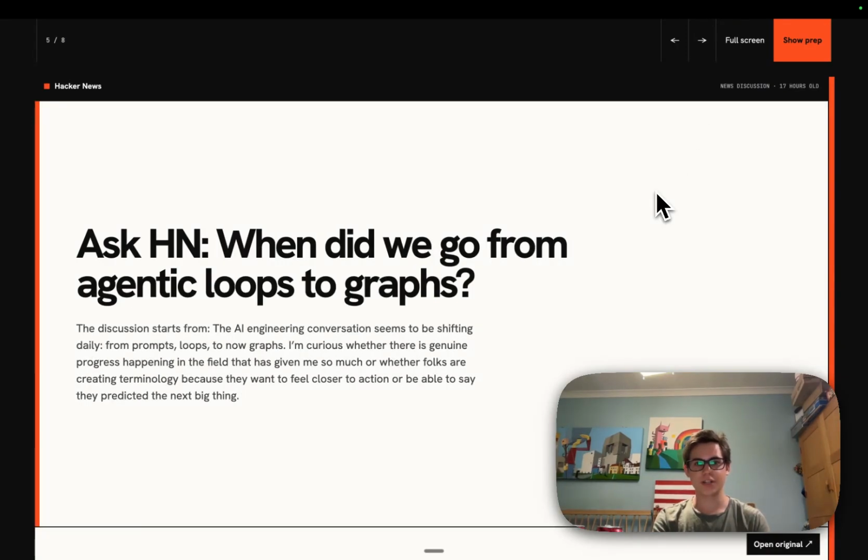When did we shift from agentic loops to graphs? I don't know, to be honest. I've heard graph engineering mentioned, you know, a little bit in passing, but I'm not sure I'm an expert in it myself. I still feel very much like loops have been a big improvement in terms of quality of output.